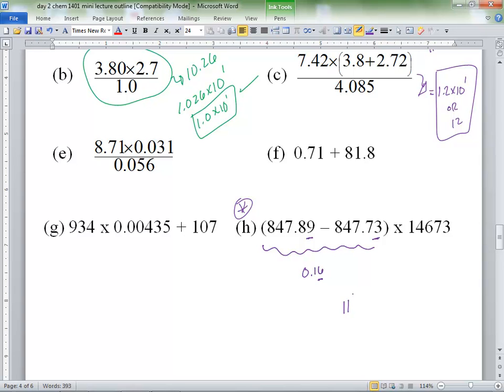Report your answer to the right number of sig figs. Yeah, and that last digit is the significant one. That's what I came up with too. Right. There's way too many digits there.